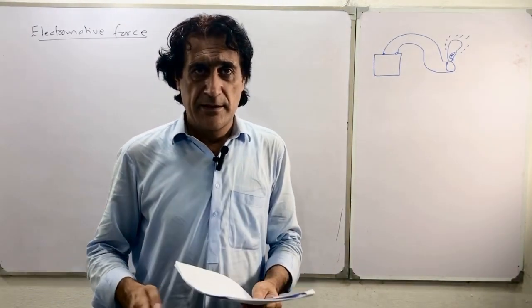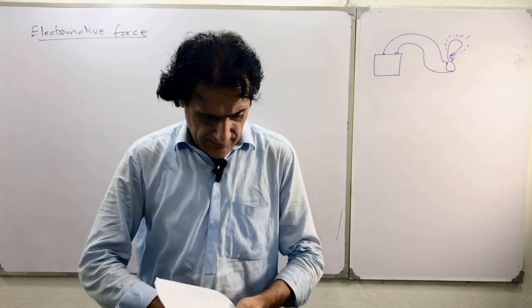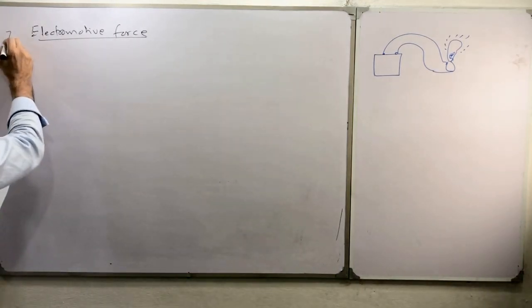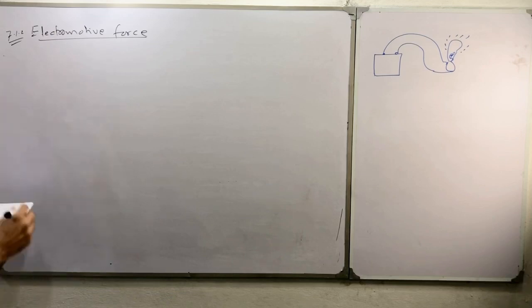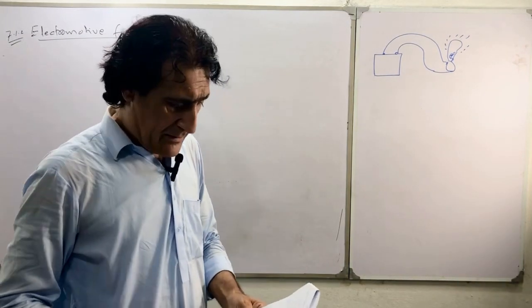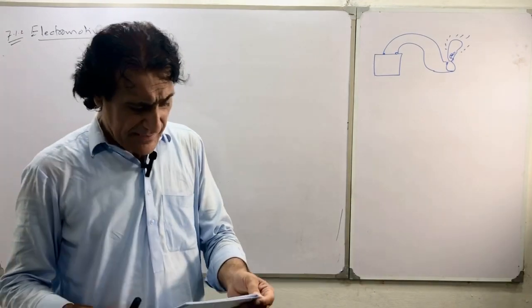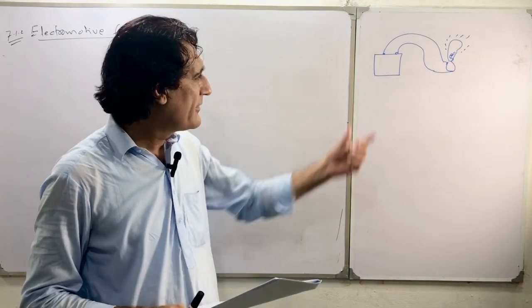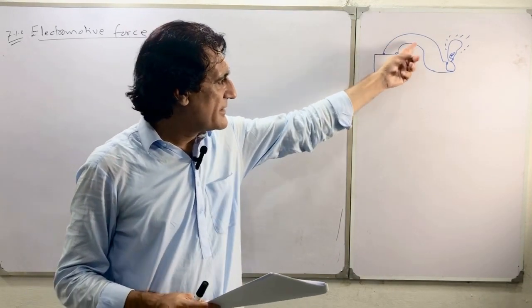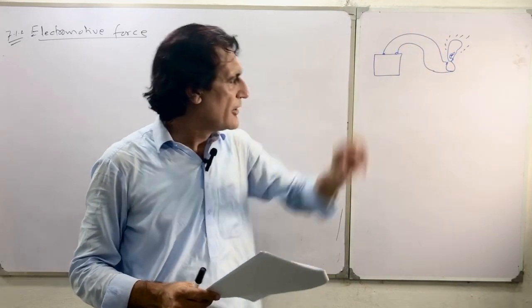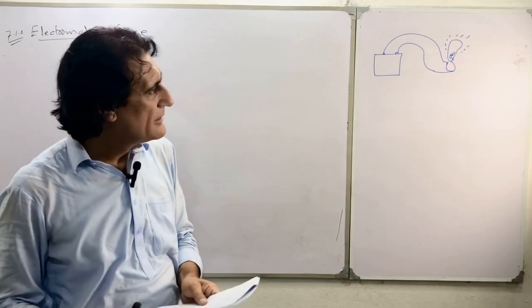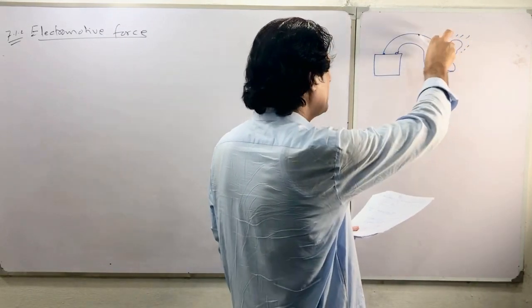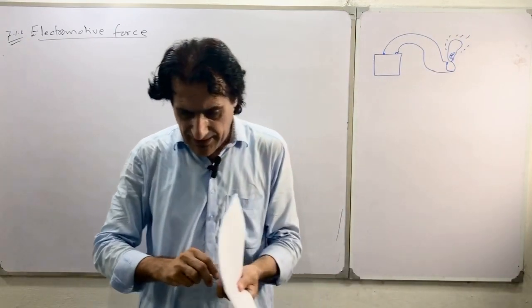Welcome back. The next topic of this lecture is electromotive force, 7.1.2. To explain and define the electromotive force, let us consider we have a battery, and this battery is connected with some wires, and we have shown a bulb. If these wires are connected with this bulb, then we can get some light.